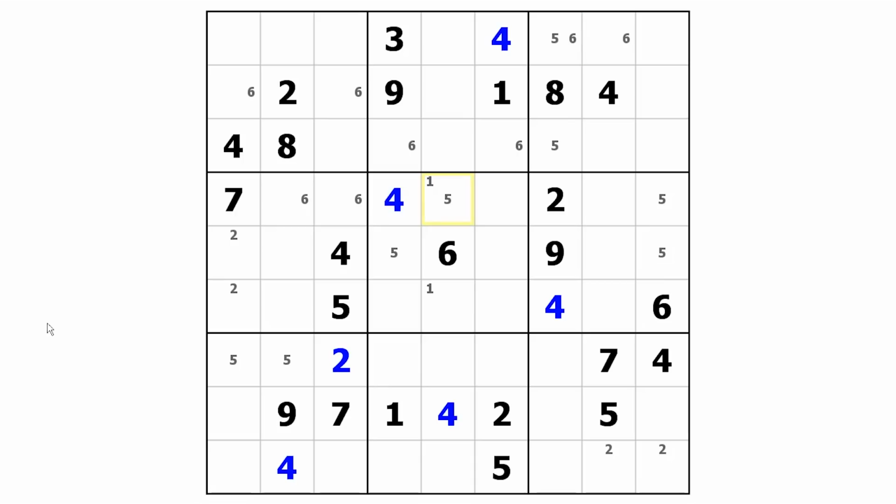So now let's move to the 7s. We've got a 7 in column 1 and a 7 in column 3, so that leaves only one cell left, and we can place that 7.